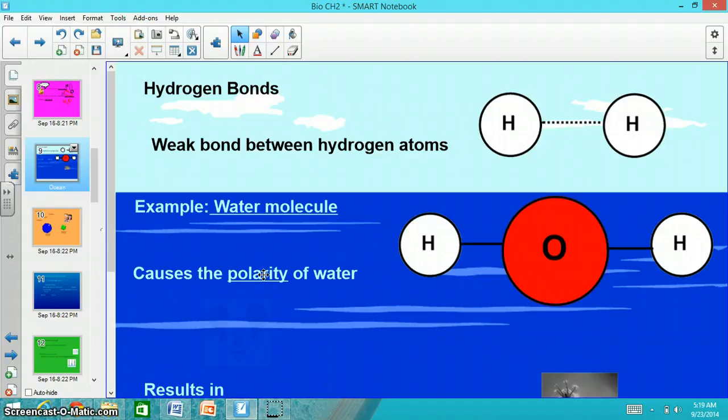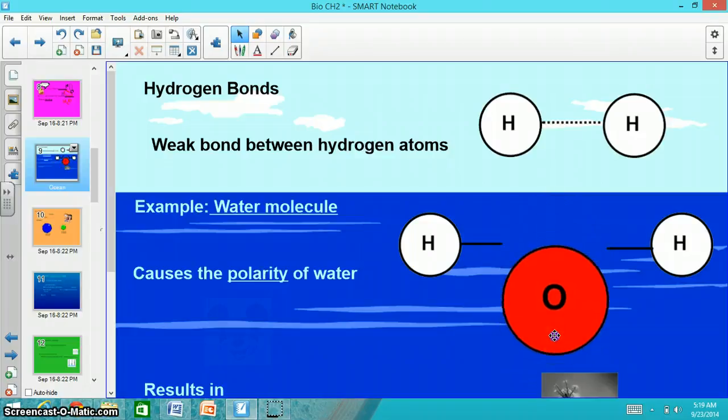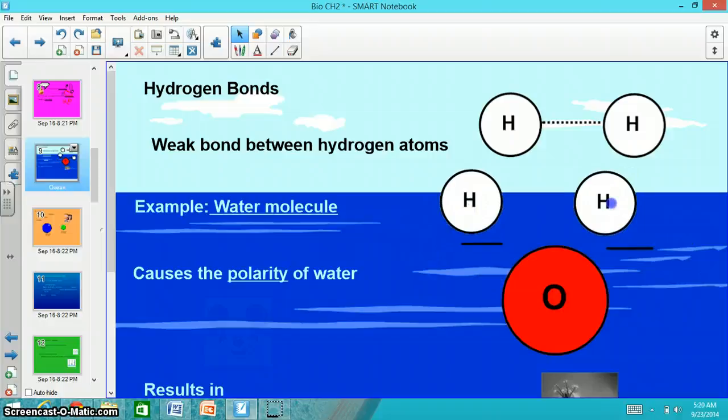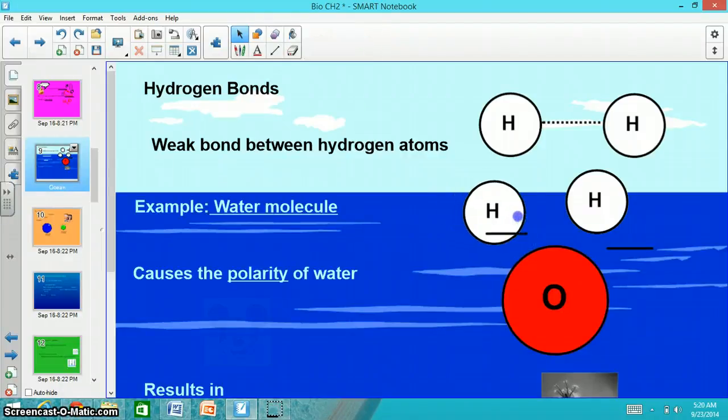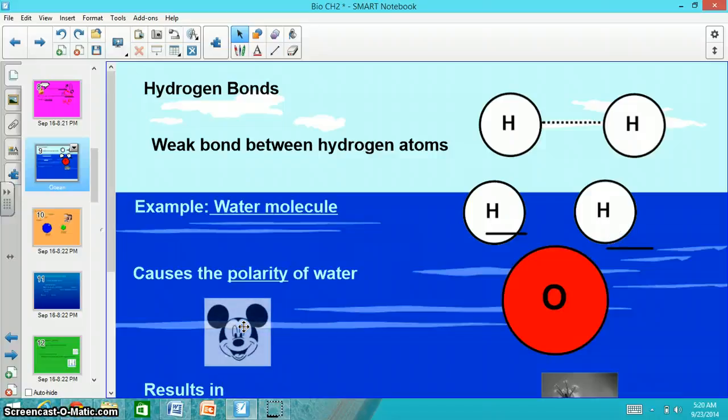And so if we look at this water molecule, we've got our oxygen, we've got our 2 hydrogens. We talked about how they form. A water molecule actually looks like this. The hydrogens get attracted to each other. You kind of get the gist of it. So it looks like that. It actually resembles a Mickey Mouse head.